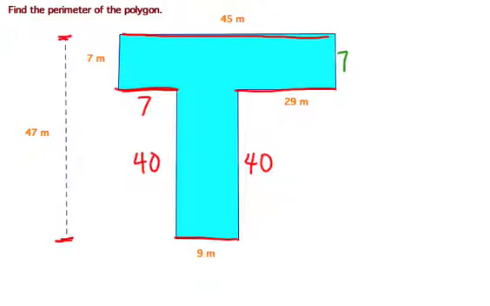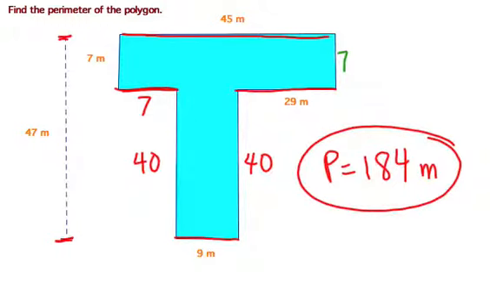Sometimes it's a good idea just to go around the shape and make sure that each one is accounted for. Just remember where you started. It would also be a mistake if you forgot a number or doubled up a number. So in this case, we have 184, and we have a unit of meters. So that is finding perimeter and circumference.